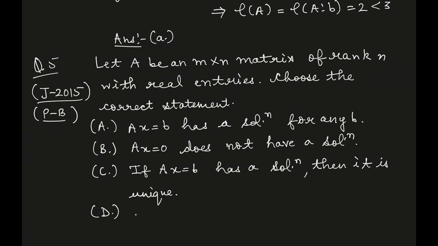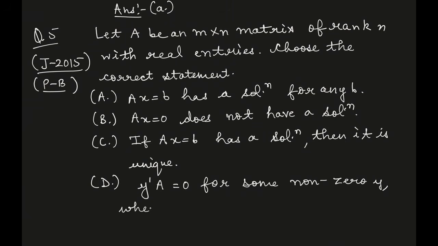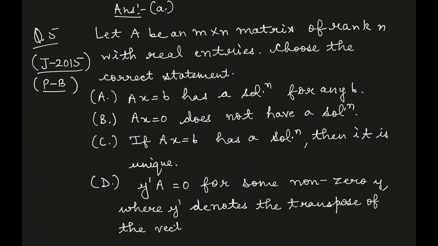D part, y dash A is equal to 0 for some non-zero y, where y dash denotes the transpose of the vector y.